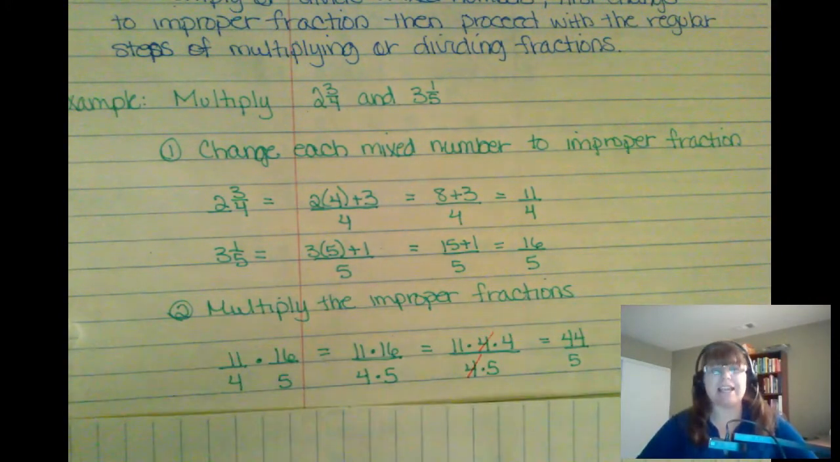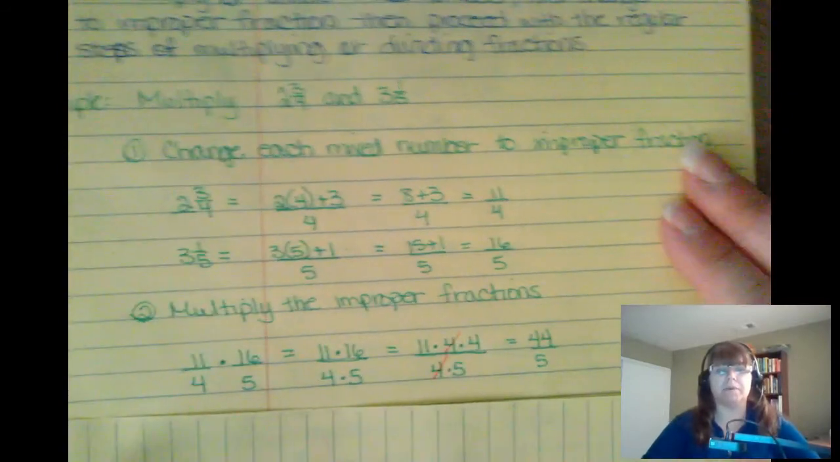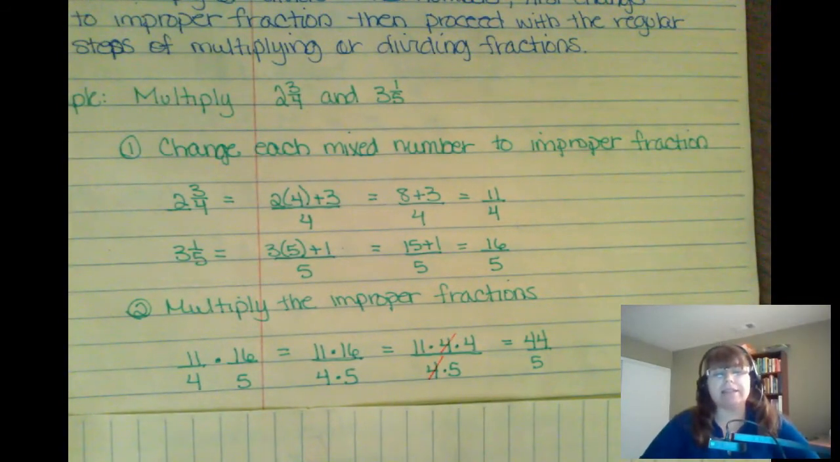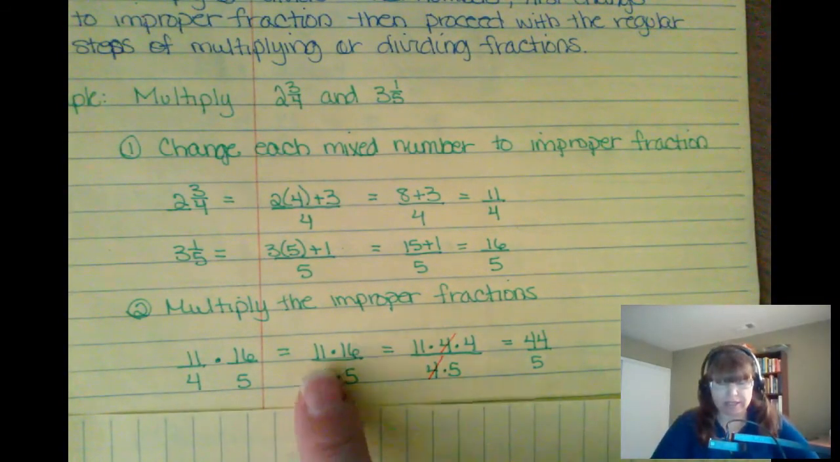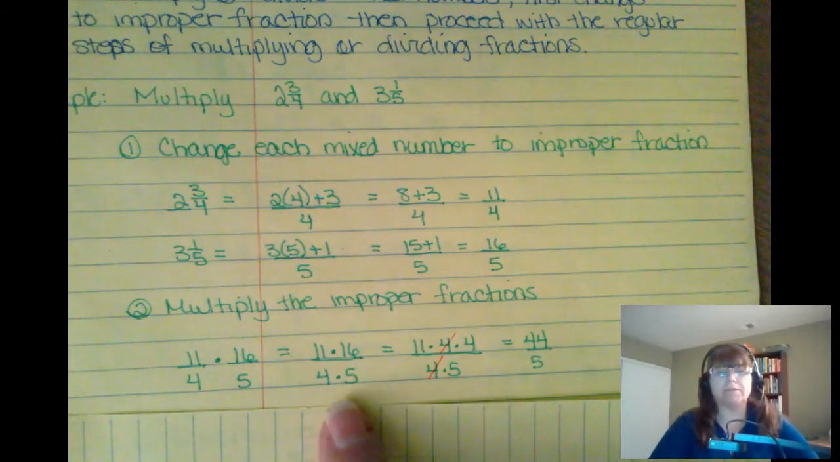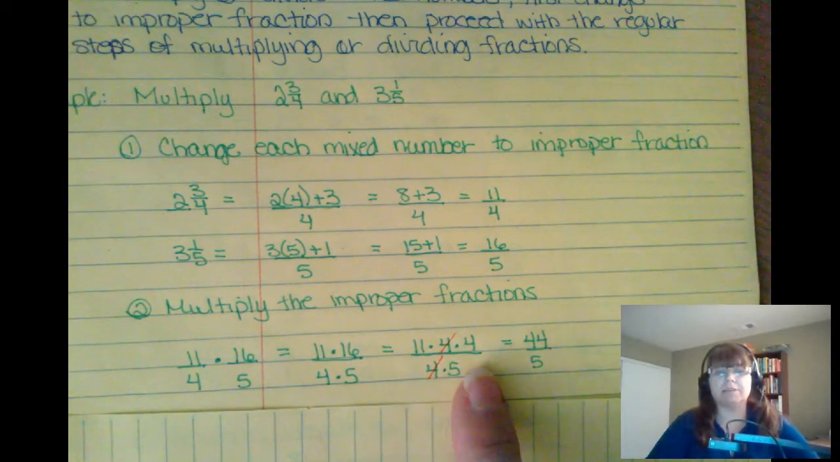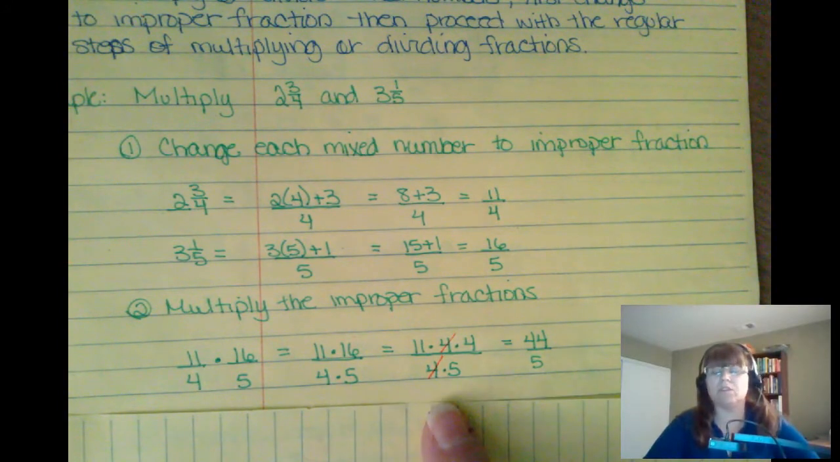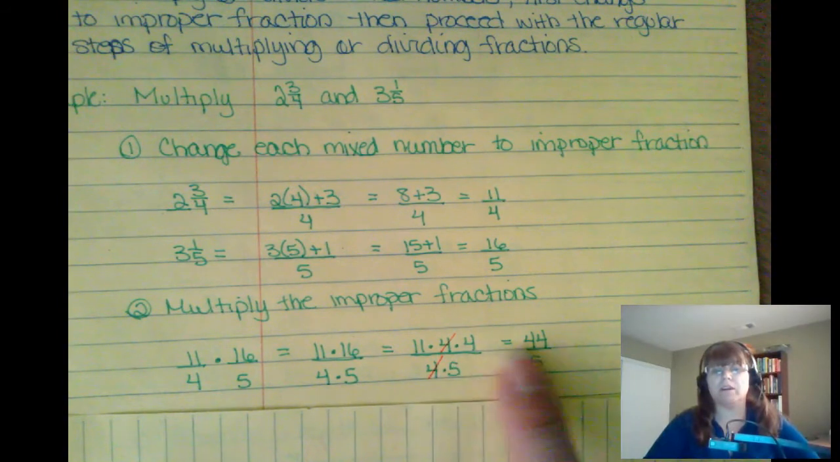So let's take a look at our numbers here and see, with 11 times 16 over 4 times 5, can I reduce anything? Well, the 16 is 4 times 4, so I can reduce one of the 4's on the top and the 4 that's in the denominator. Now I have 11 times 4 is 44 all over 5.